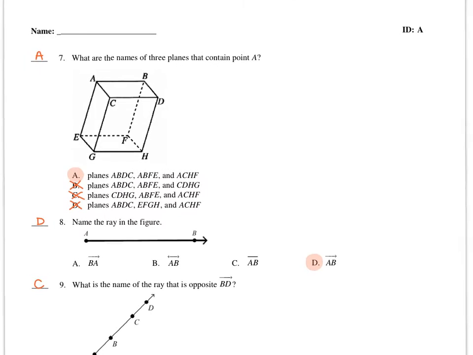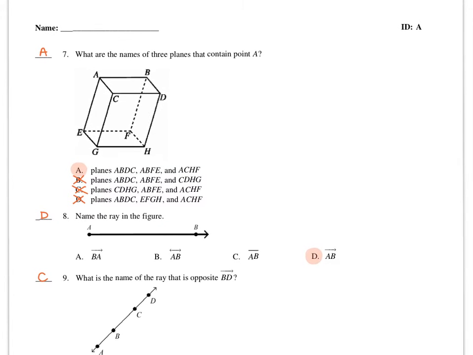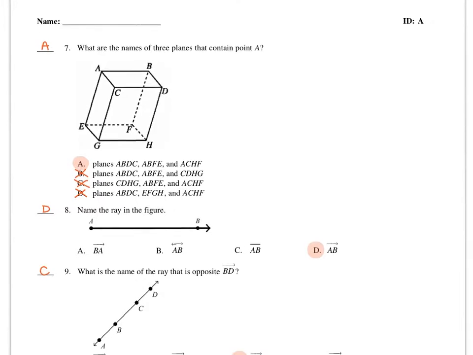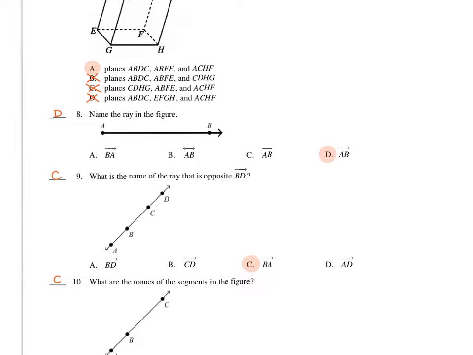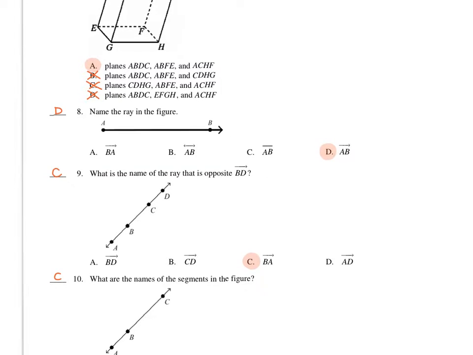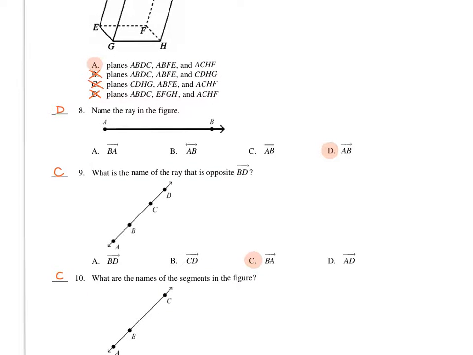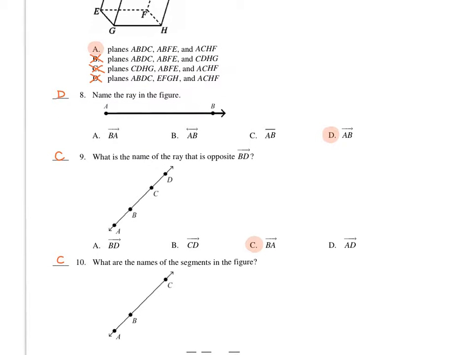Okay, 7, what are the names of the 3 planes that contain point A? So ABCD, ABFE, and ACHF are all planes that contain A. 8 says, name the ray in the figure. So this is ray AB, and the A has to have the point, and the B has to have the arrow. So that's why D is the answer. The other is also a ray, but the B has the point and the A has the arrow, which is why it's wrong.